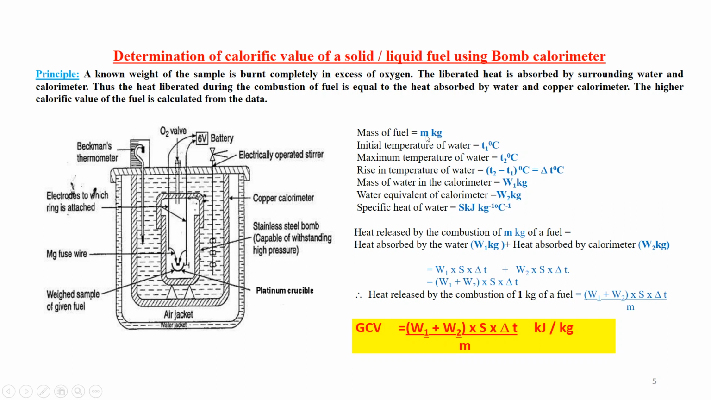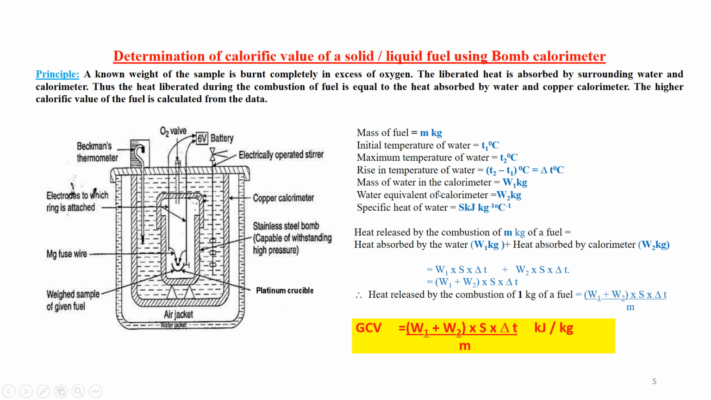Now m kg of chemical fuel is kept inside the platinum crucible. So T1 is the initial temperature, T2 is the final temperature. Now, what's the rise in temperature? That's equal to delta T degrees Celsius. Now, the mass of water in the calorimeter, we'll take it as W1 kg, and the water equivalent of calorimeter is equal to W2 kg.